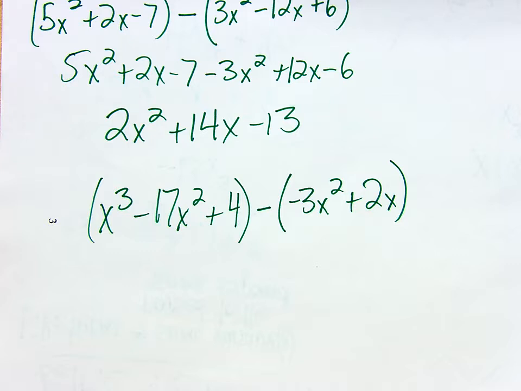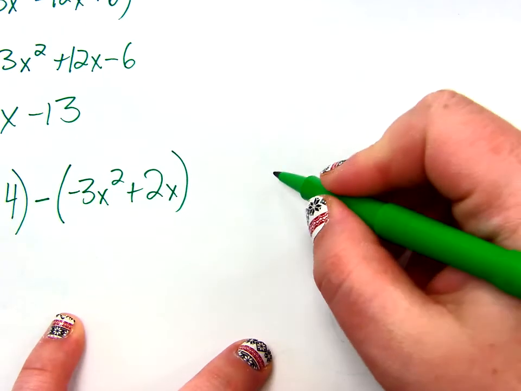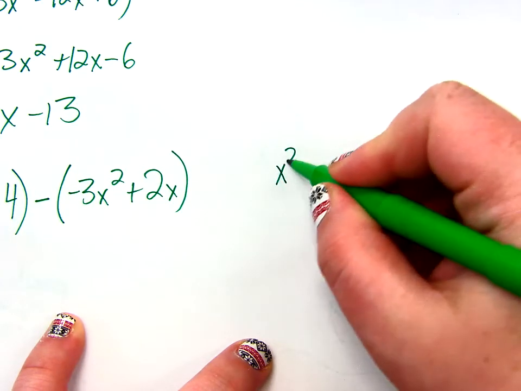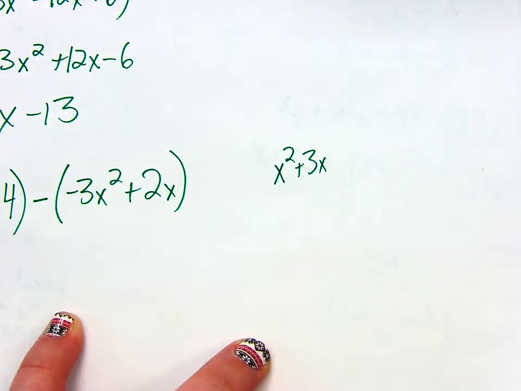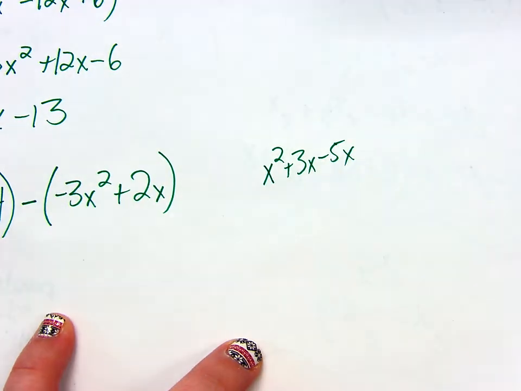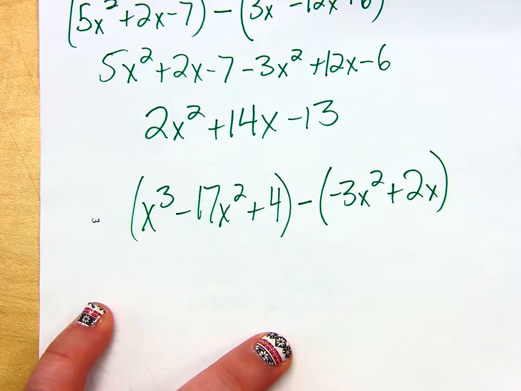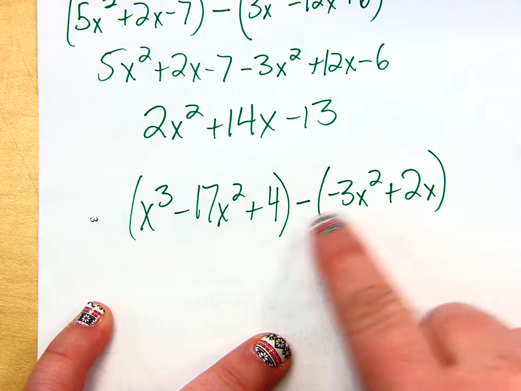No. If I was just subtracting a monomial, so for example, if I wanted to take x squared plus 3x and just subtract 5x from it, I might just write it like that, and then I just combine like terms. But if you do have parentheses with a minus sign, you have to distribute it.